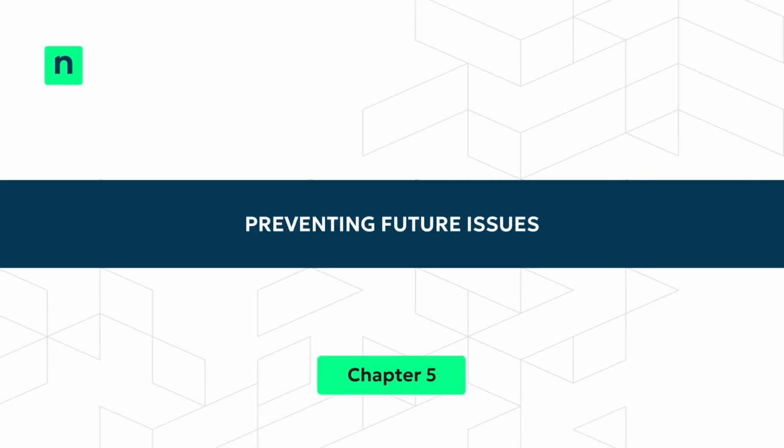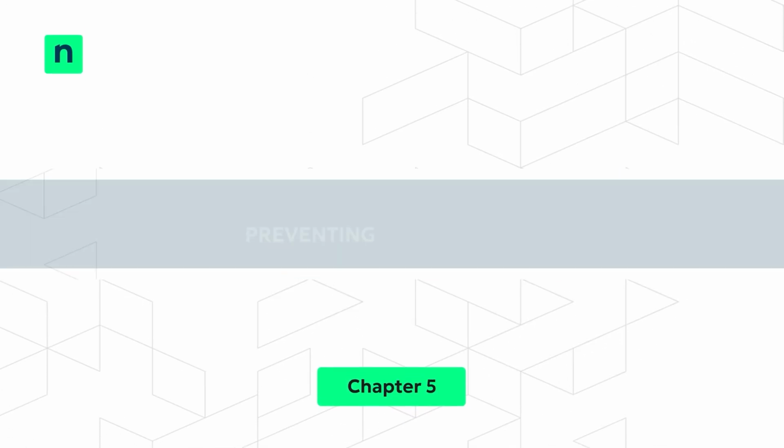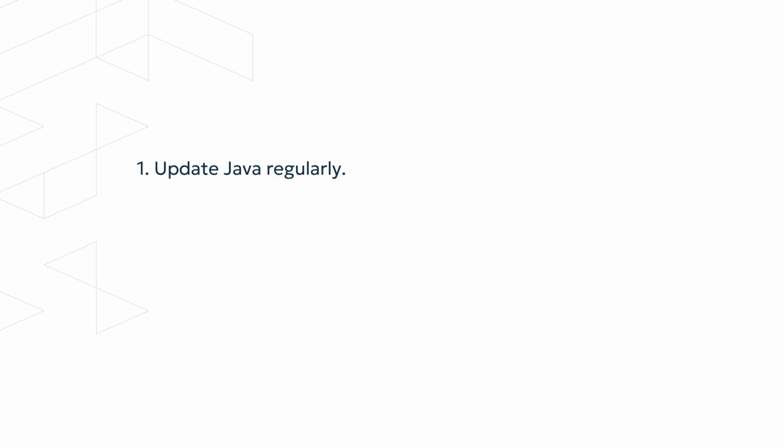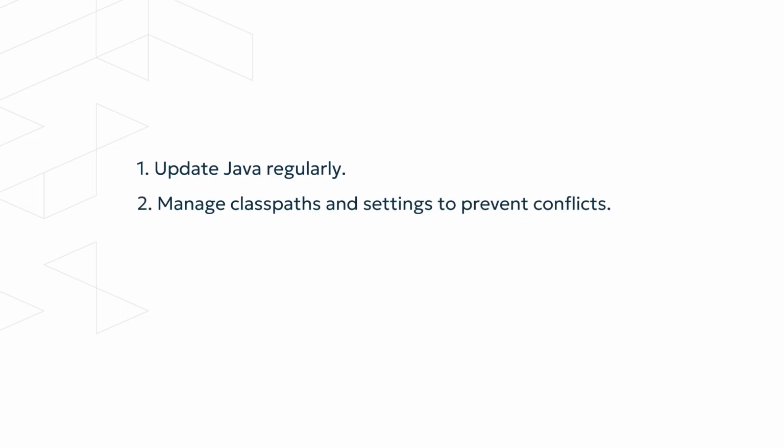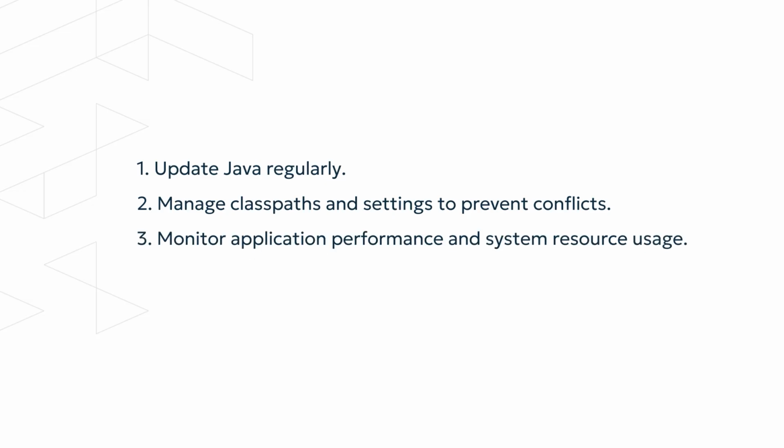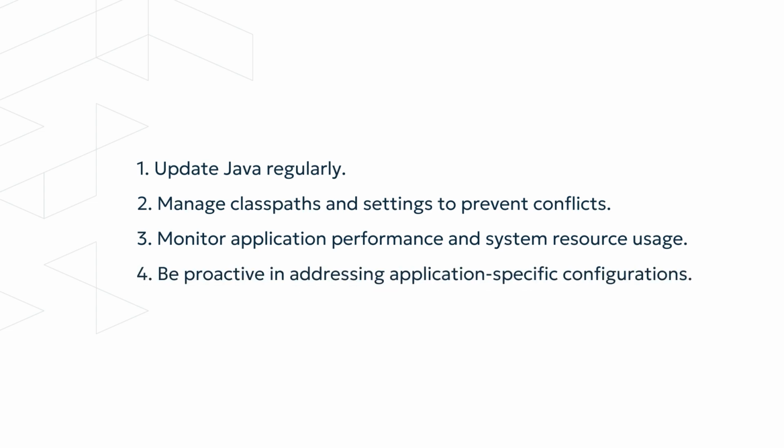Preventing future issues. To prevent potential issues in the future, consider updating Java regularly to mitigate security risks and bugs. Manage class paths and settings to prevent conflicts, especially when developing in Java for cross-platform and/or embedded computing use cases. Monitor application performance and system resource usage regularly, and be proactive in addressing application-specific configurations and potential incompatibilities.